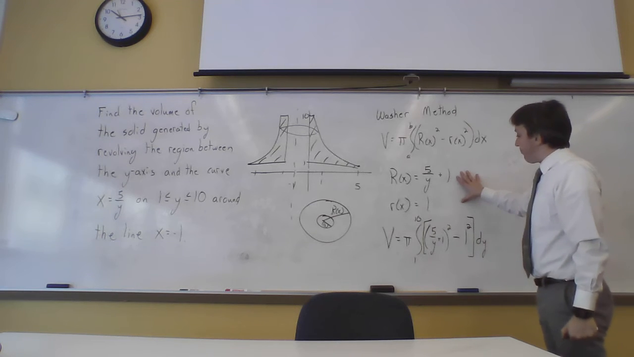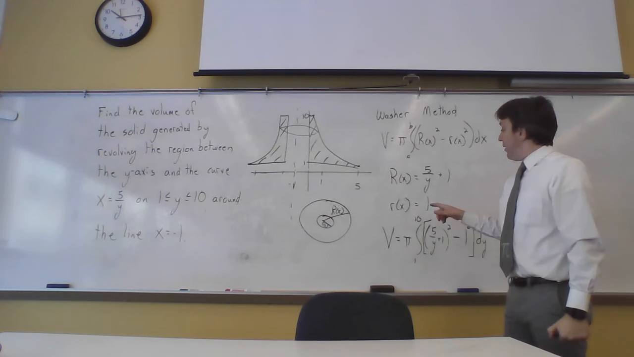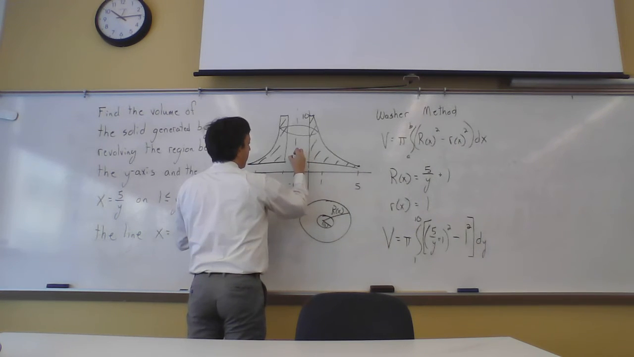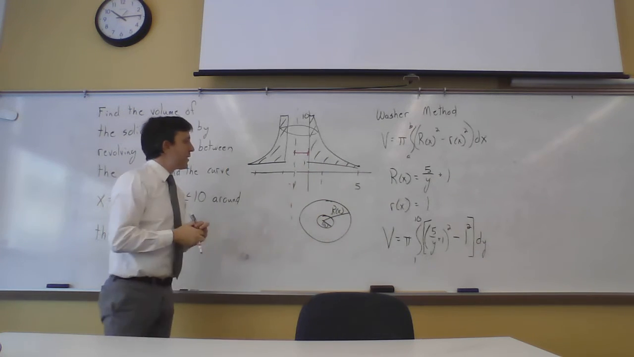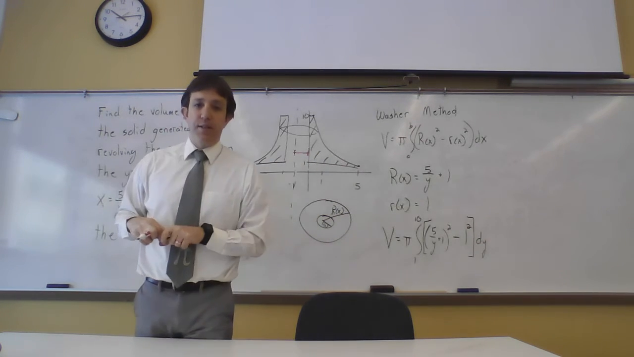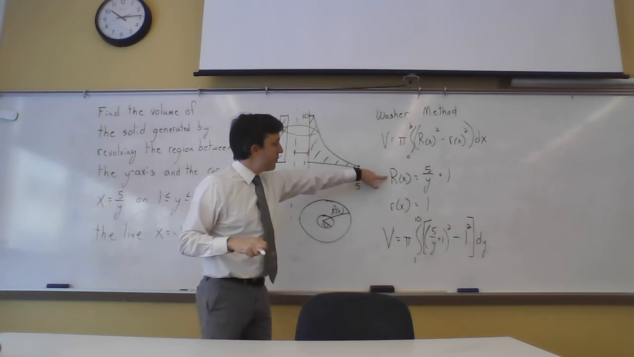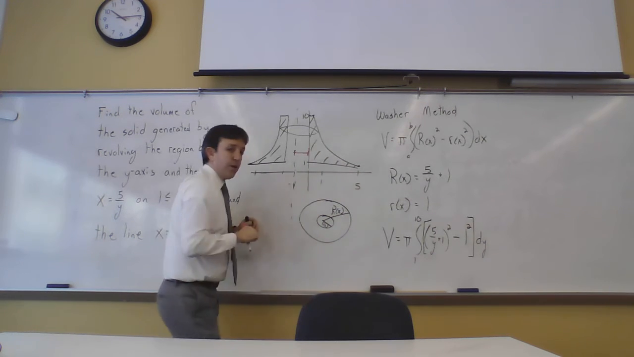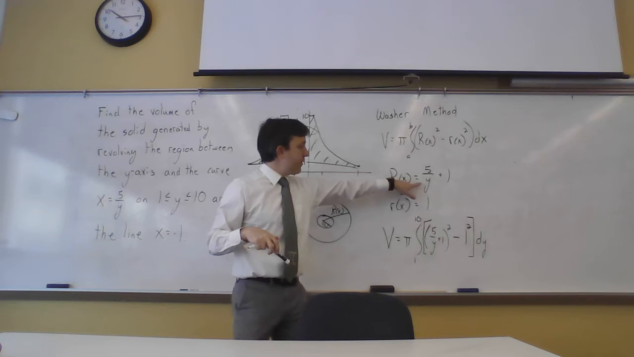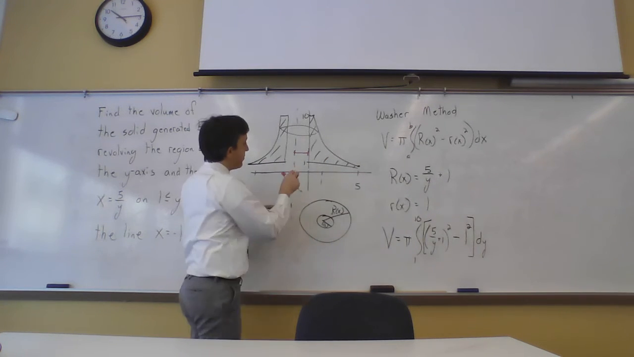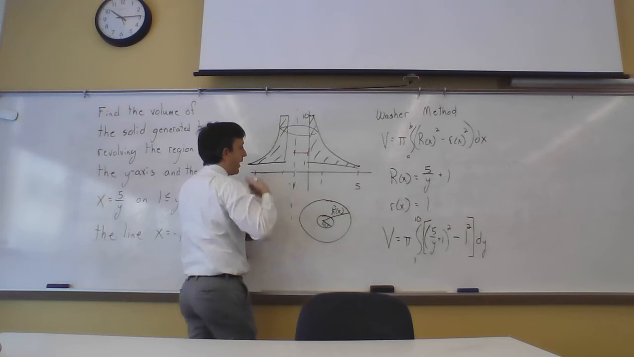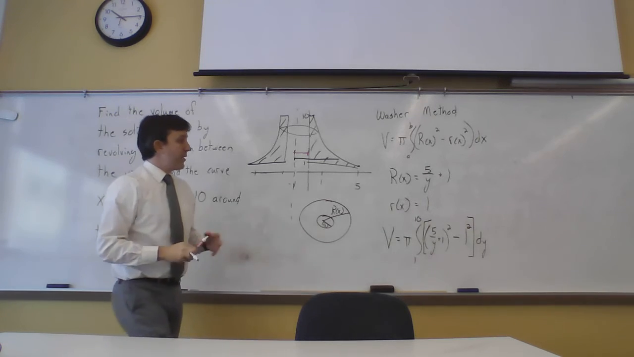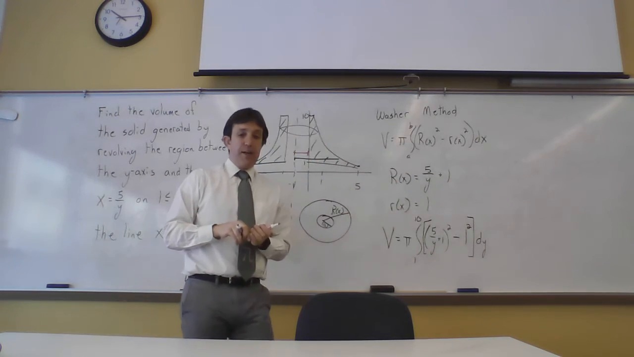So for this problem, the inner radius is just 1. That distance is right here, from x equals -1 to x equals 0. That's just the distance of 1. The outer radius, the big R, isn't just the distance to the curve, it's the distance to the curve, that's the 5 over y, plus 1, because for the outer radius, it goes from -1 all the way over to the curve. So that's why I have 5 over y plus 1 for that radius.